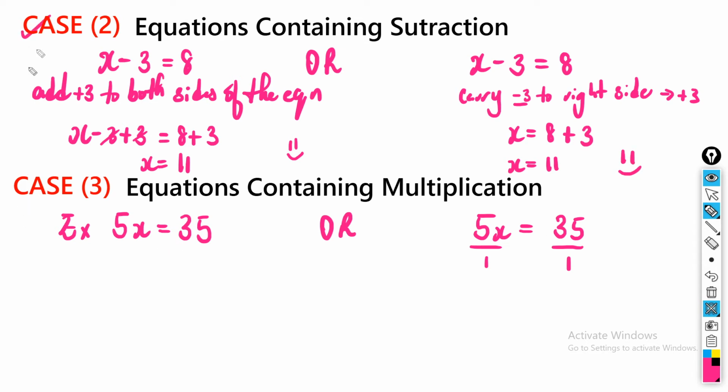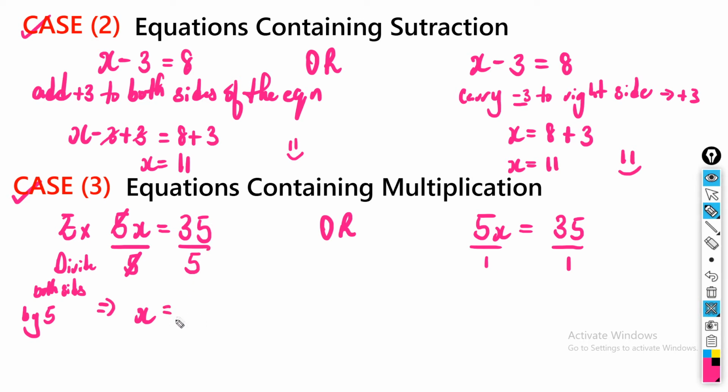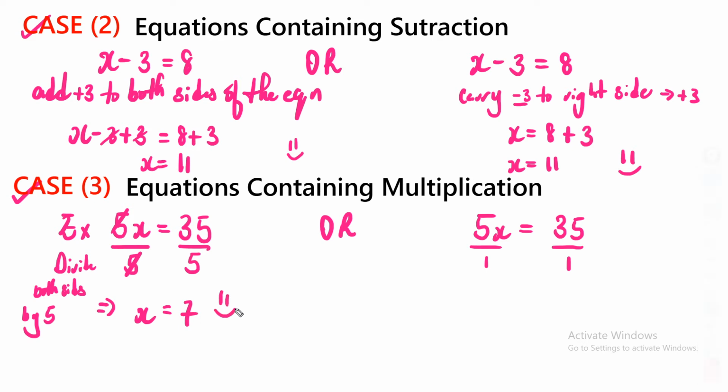Then we looked at case 2, we're going to look at case 3 now, and it says equations containing multiplication. So we're going to be looking at multiplication in this case, guys. For the first example, we can divide both sides by 5. So we can say this is divided by 5 and this is divided by 5. We divide both sides of the equation by 5, and then we're going to end up with x. This 5 cancels this 5, and 5 goes into 35 7 times. So x is equal to 7. Cool. So that's one way we can do it.